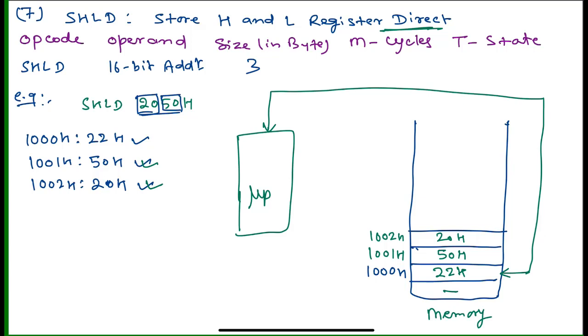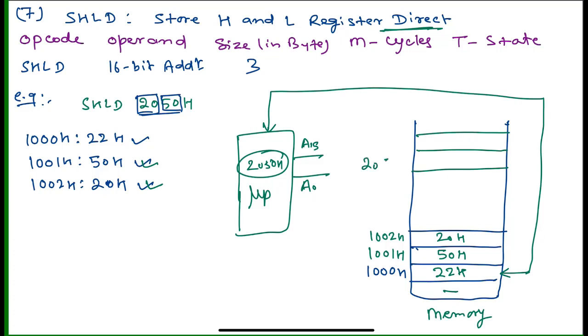So by now 2050H has come as an address to the microprocessor, and the microprocessor will place this on the address lines A0 to A15, which are redirected to the memory chip to access the data from 2050H. Let's say 2050H is at this point, and 2051H is at this point.